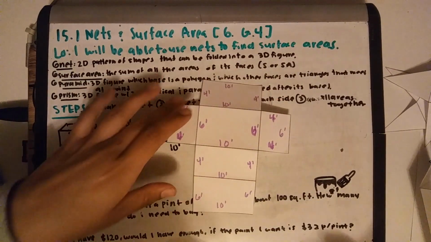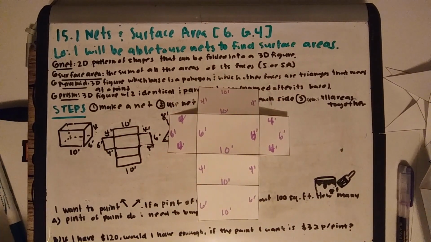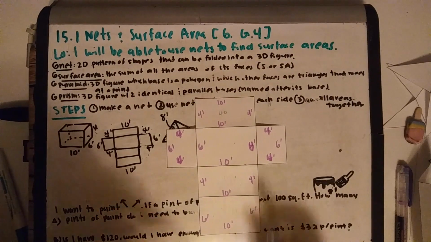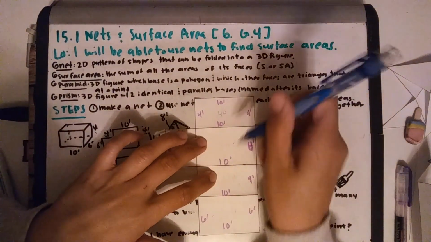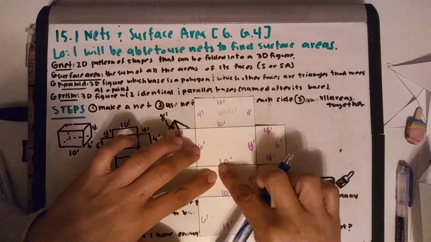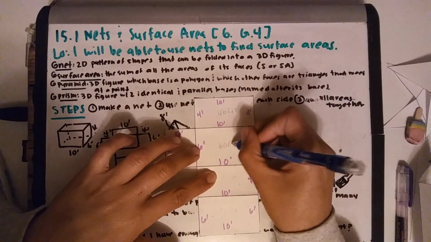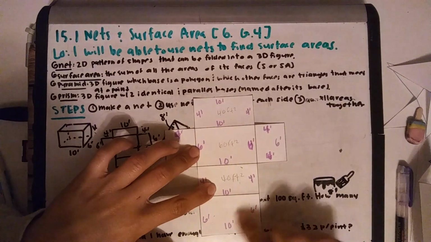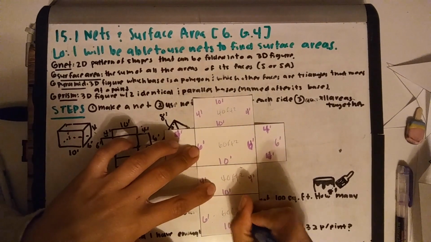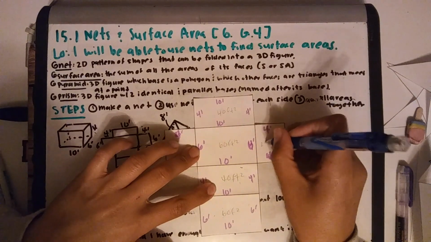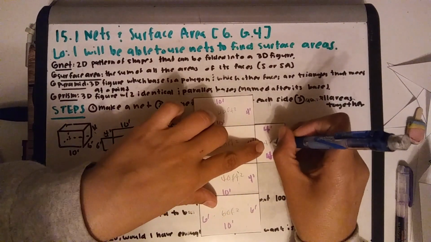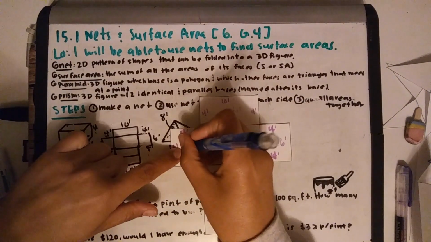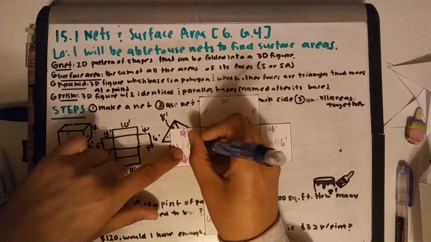So now I'm gonna do the area of each one of them. So here we go. Okay, so I do base times height, so 10 times 4 is 40 square feet. This one's 10 by 6, so that's 60 square feet. 10 times 4, 40 square feet. 10 times 6 is 60 square feet. Okay, this is a 4 by 6, so that's 24 square feet. And then also 6 by 4, so that's 24 as well.